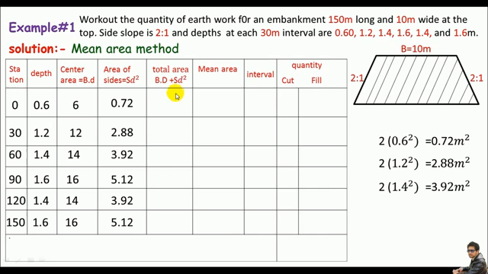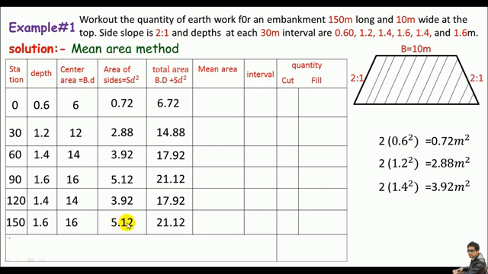In the fifth column, we need the total area, right? The total area is just a summation of central area and sides area. So 6 plus 0.72, we get 6.72 square meter. And 12 plus 2.88, we can get 14.88. 14 plus 3.92, we can get 17.92. 16 plus 5.12, we can get 21.12. 14 plus 3.92, again it is just 17.92, and again 16 plus 5.12, we can get 21.12.